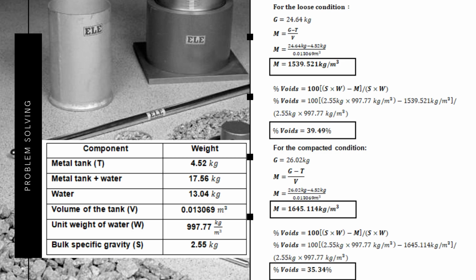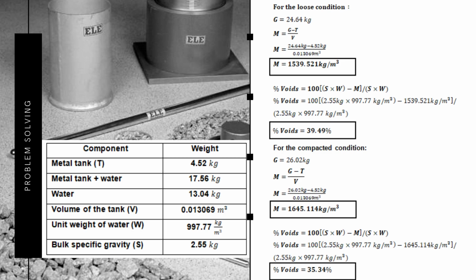So, ang nakuha nating G from shoveling procedure, kasi loose condition to, 24.64 kilograms. Ang gagamitin nating formula sa pagkuha ng bulk density is M is equals to (G minus T) over V. So, M is equals to 24.64 kilograms minus yung T natin, yung mass ng measure, which is 4.52 kilogram, divided by the volume na nakuha, which is 0.013069 cubic meter. Ang makuha nating value ng bulk density from loose condition is 1,539.521 kilogram over cubic meter.